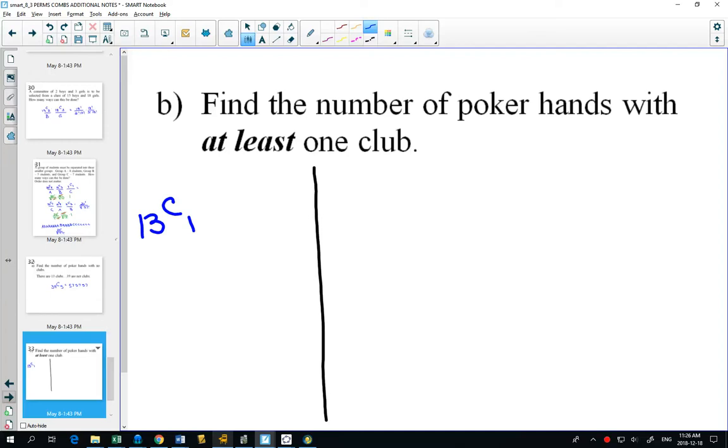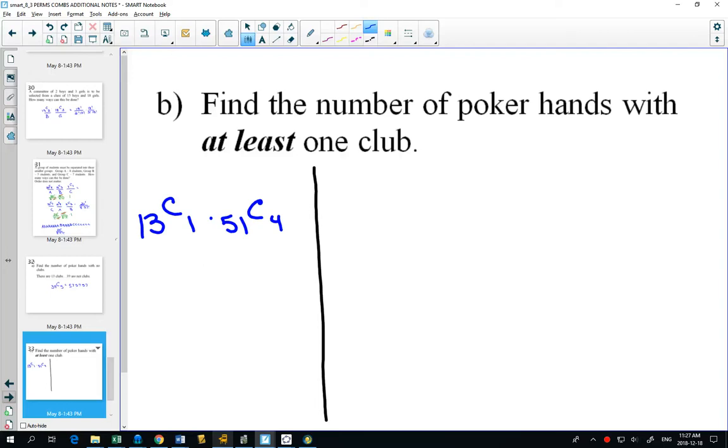Now I'm going to take the remaining 12 cards, put them back in the deck, and mix them up, and pick 4 more cards. Because that means I could get more clubs, but there's also a possibility that I don't get any more clubs. But since I have 1 club already, I will be guaranteed to have at least 1 club. So if I put the other 12 cards back in the deck, now I have 51 cards left, and I choose 4 more of them, giving me 5 cards, and I'm guaranteed to have at least 1 club.